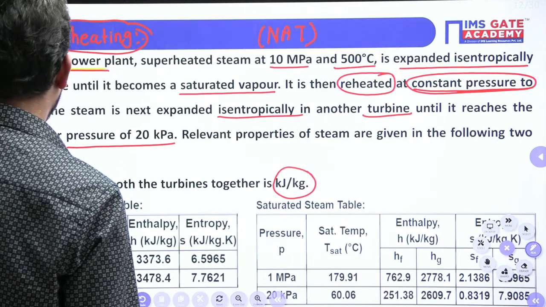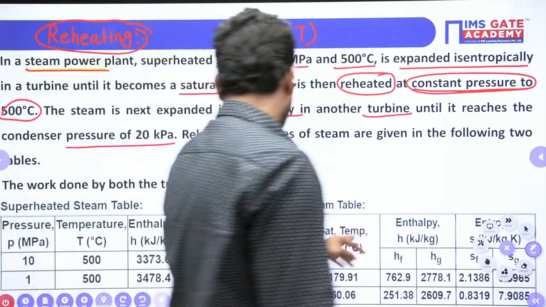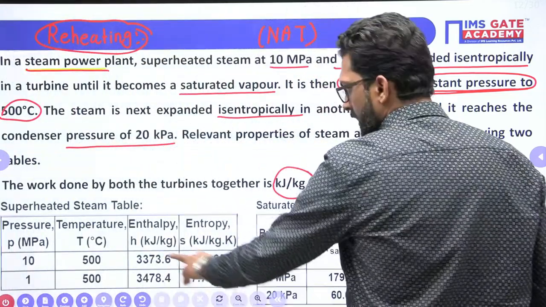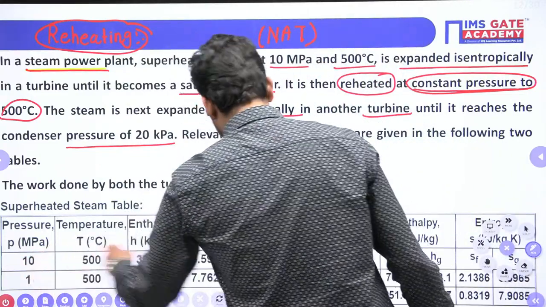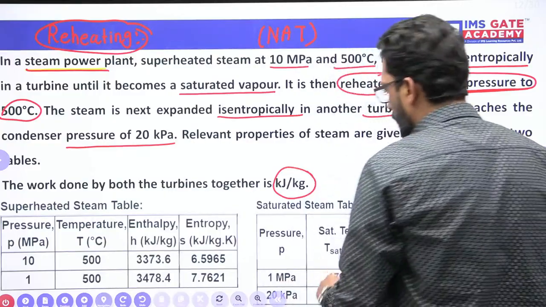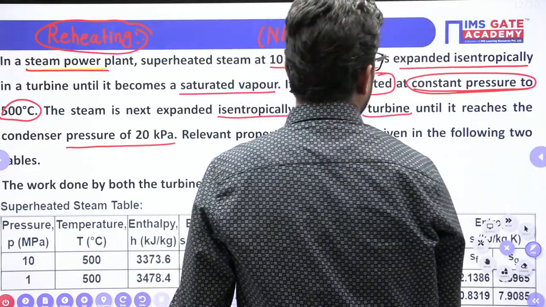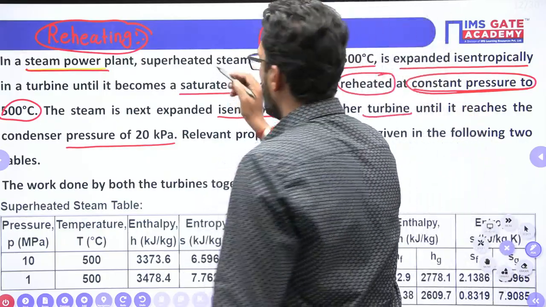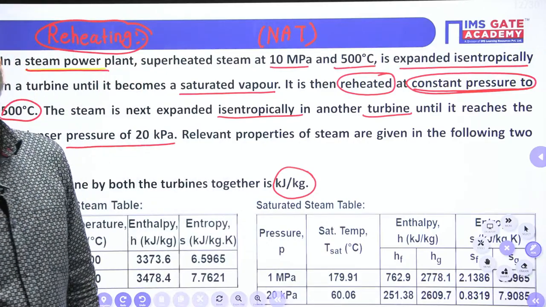1 megapascal is not given. It is given, beta. Superheated and saturated. See, saturated: 1 megapascal, 20 kilopascal, 10 megapascal, 1 megapascal. So 1 megapascal is the intermediate pressure at which the reheated region is. So 1 megapascal is the reheat pressure.